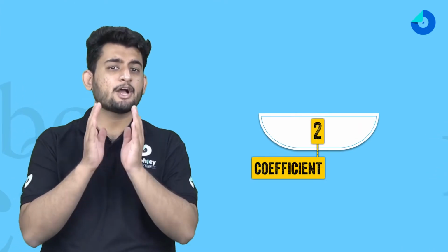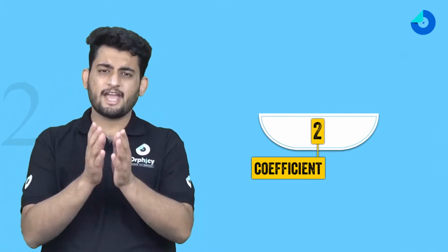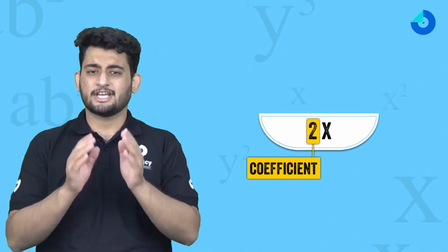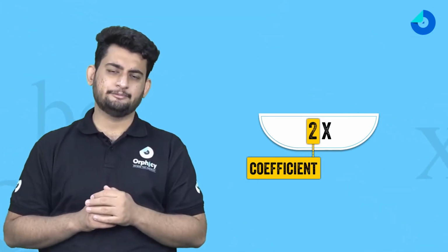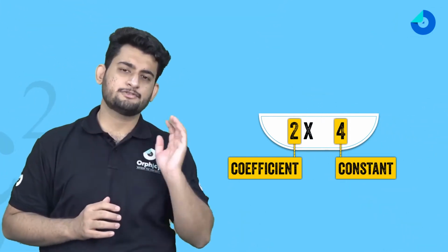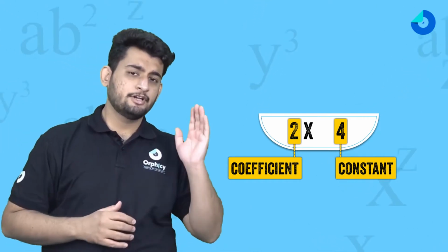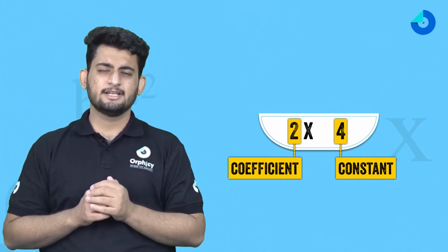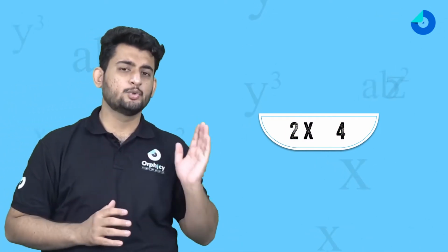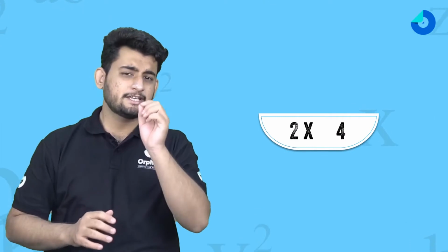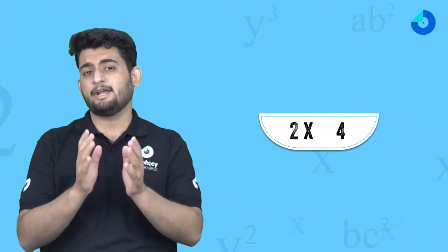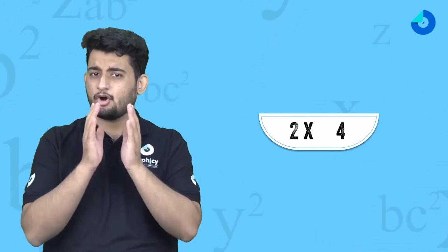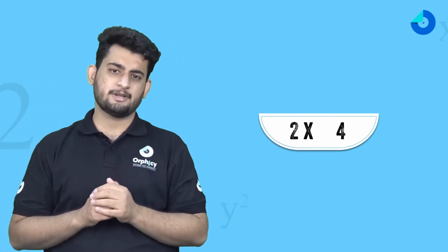मान लीजिए हमारा coefficient है 2. So we have 2x. चलिए अब एक constant term भी पिक कर लेते हैं. Let's say our constant term is 4. We have 2x and 4. Something's not right. We do have two terms, 2x and 4, but there is no connection between them. Well, this is where mathematical operators help us. A mathematical operator establishes a connection between the terms of an algebraic expression.